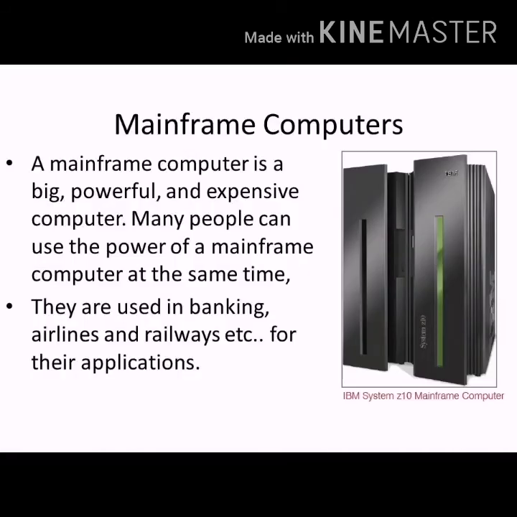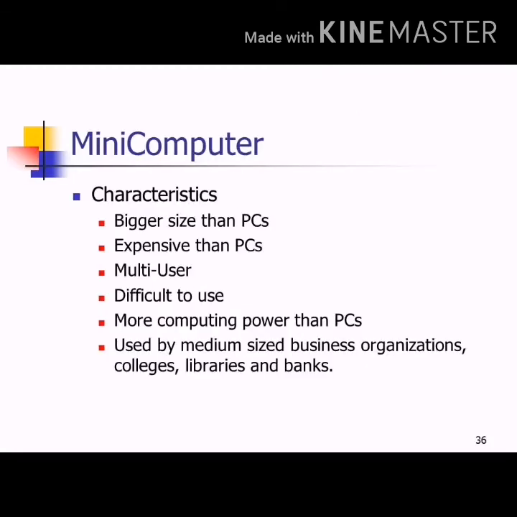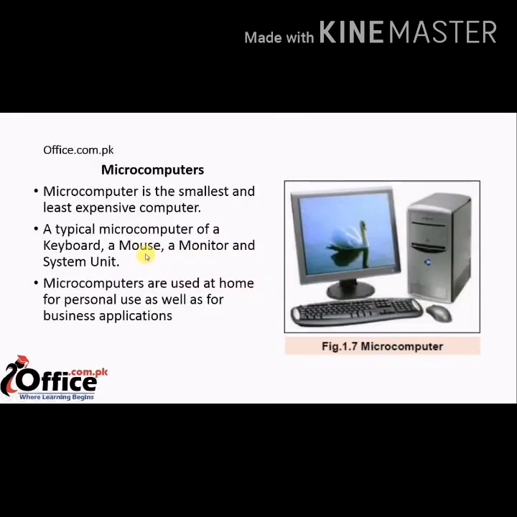Second one, mainframe computers. These computers are smaller than supercomputers, but they are very fast and expensive. More than 100 people can use a mainframe computer at the same time. Mini computers. These computers are smaller and cheaper than mainframe computers. They can be used by more than 10 people at the same time.